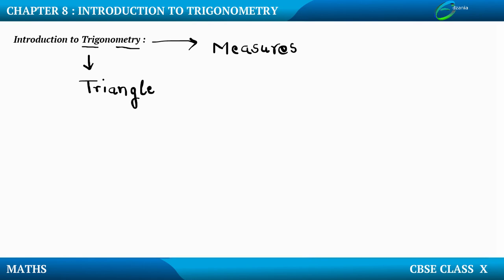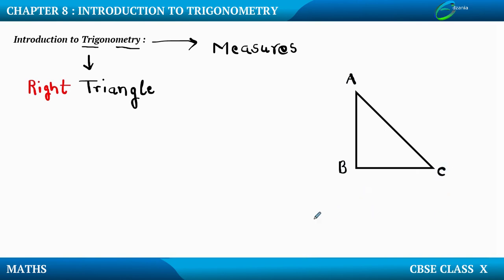But there is a condition. The triangle that we need to select should be a right angle triangle. So what I need to consider? I need to consider a right angled triangle. So let me take a right angle triangle first. So let this be a right angle triangle. Let me name this right angle triangle as ABC. So since it is a right angle triangle, one angle has to be right angle. That is, one angle has to be 90 degree. So let this angle B be equal to 90 degree.